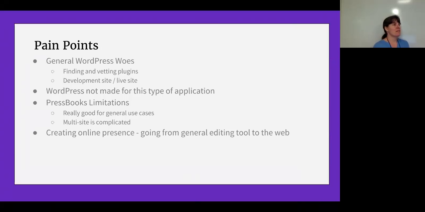WordPress in general is not made for this type of application. You know, we're not selling things in general. We're not a photographer. We're not bloggers. So it's been a little tricky to find our niche in here and to find the right tools. Pressbooks is really great, but it has its limitations, and it's really good for general use cases. So I've discovered, somebody could prove me wrong here, please do.